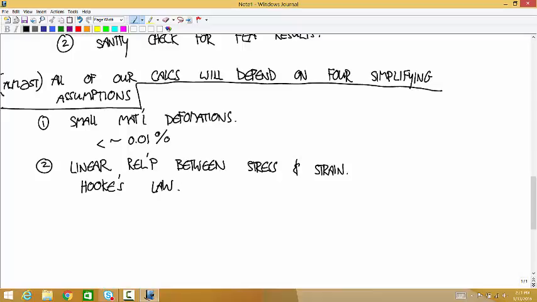Obviously, for a steel bar the constant of proportionality is a lot bigger than for a spring, but the idea is the same.